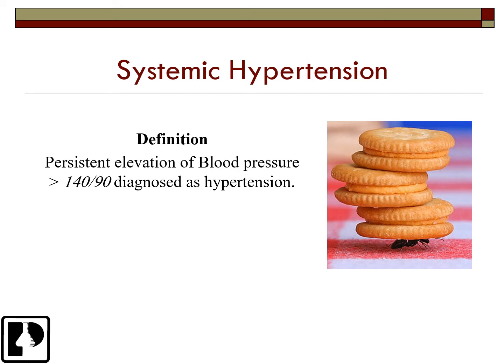It is diagnosed as hypertension. Very important in the definition, the word is persistent. It means that no single measurement is diagnostic for hypertension. You must measure at least two times, and the time in between is about 1 week.